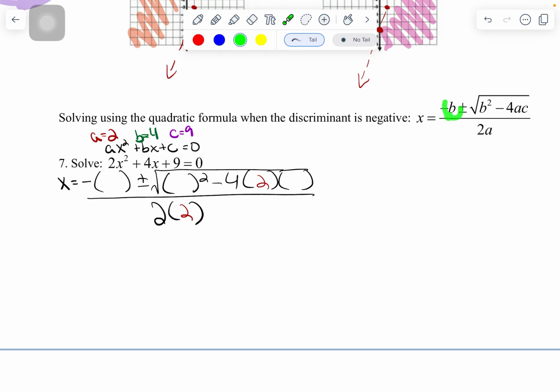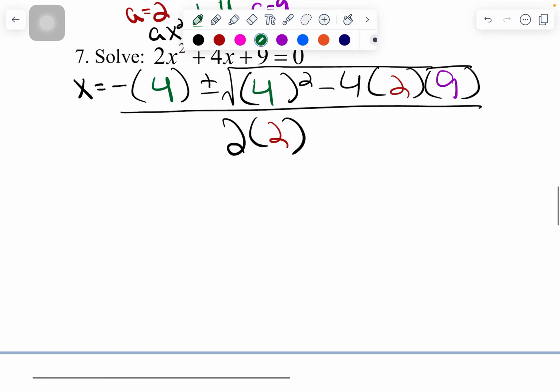Everywhere I have a b, b is here and here, and those are going to get replaced with 4's. And then the one single solitary c value, which is right here, is going to get replaced with a 9. Whoops, apparently I deleted something, so let's put that 4 back. I hit the undo button, apparently. All right, now I'm going to zoom in, and let's simplify this mess. I'm going to simplify in parts.